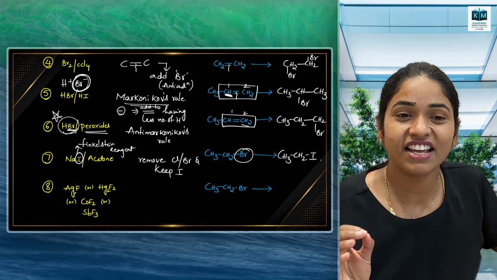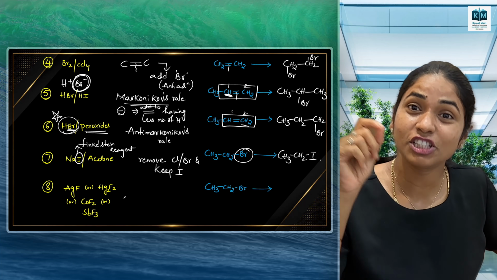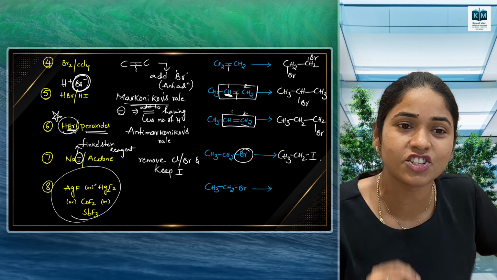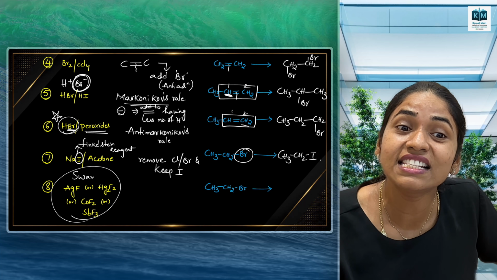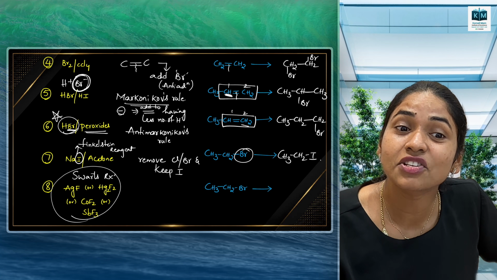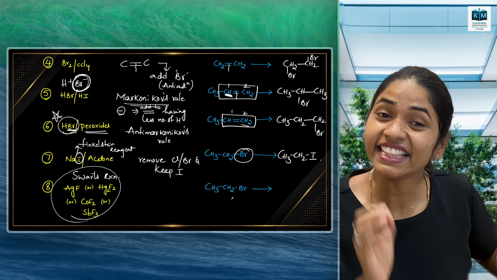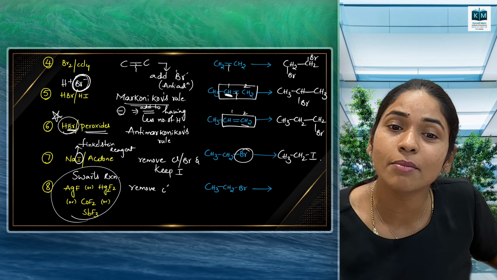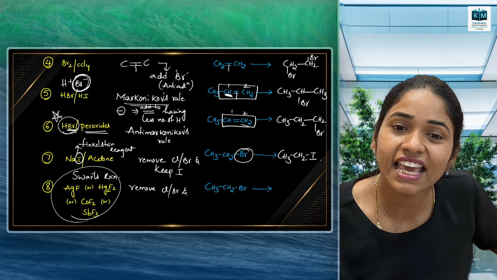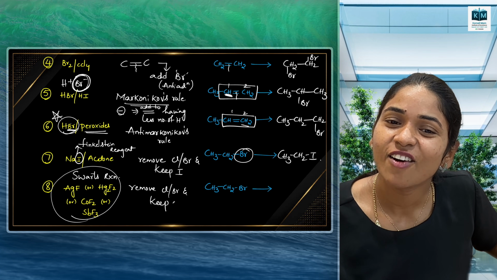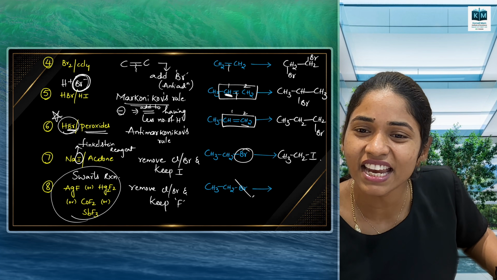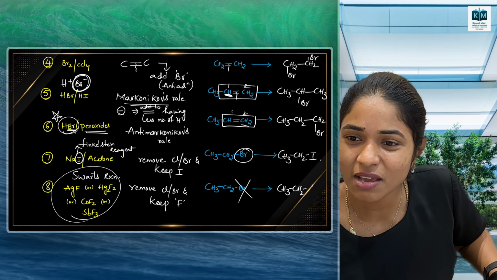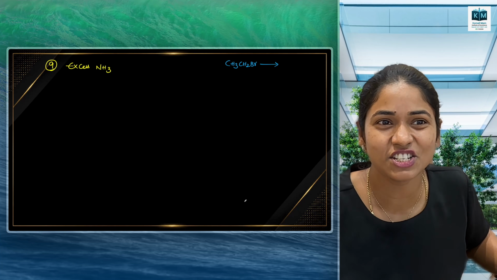And next one is either you can use AgF, Hg2F2, CoF2 or SbF3, any one reagent. It is called the Swarts reaction. What is the reaction? Swarts reaction. In this case, what is the trick? Remove chlorine or bromine and keep fluorine in its place. It is very much helpful for you to revise in a short time.